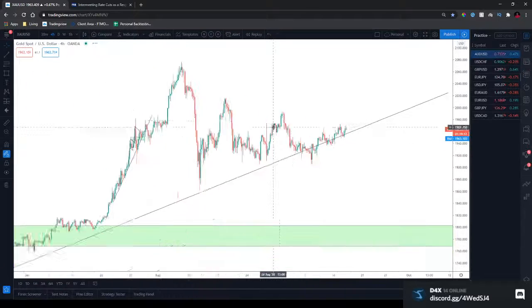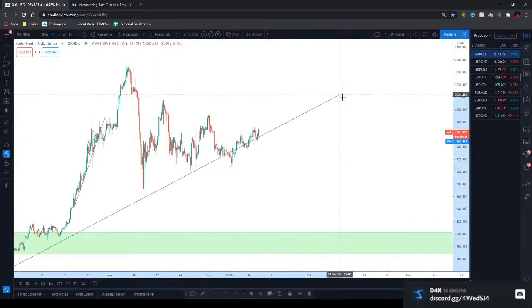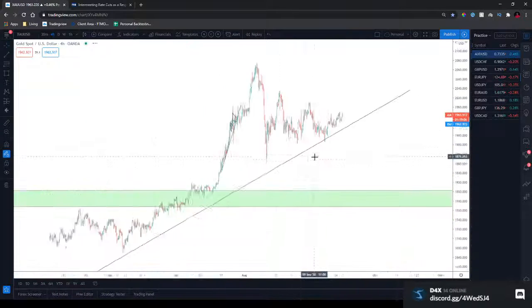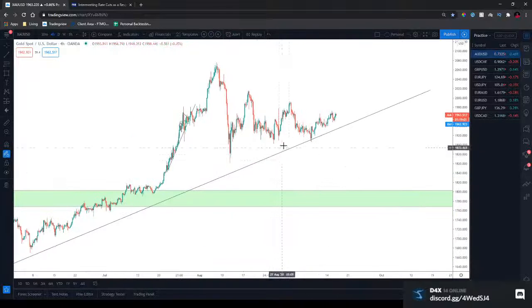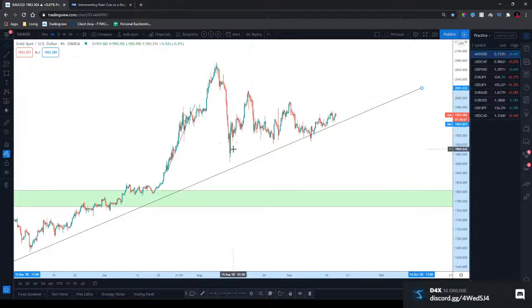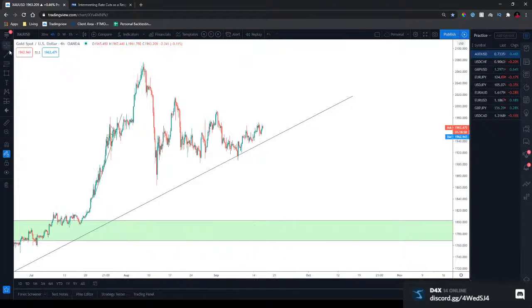Okay, so gold. It's scaling up pretty slowly still. I extended the trend line because price pretty much broke that descending channel it had here and it's looking to continue up. Trend line still hasn't been broken impulsively.